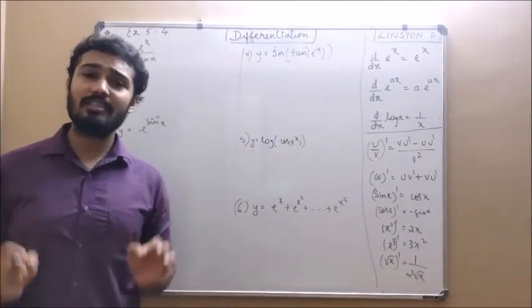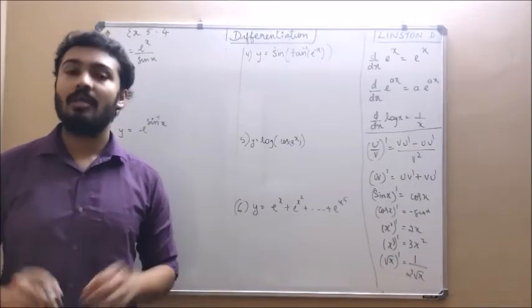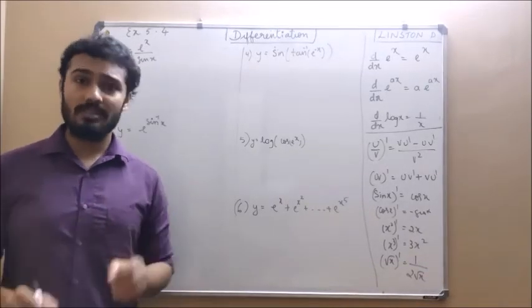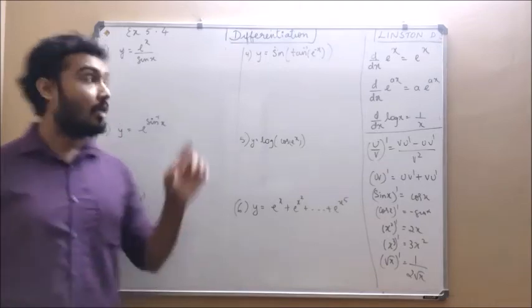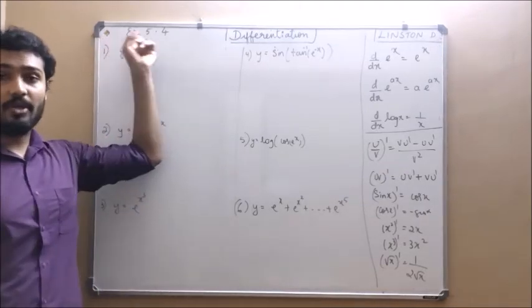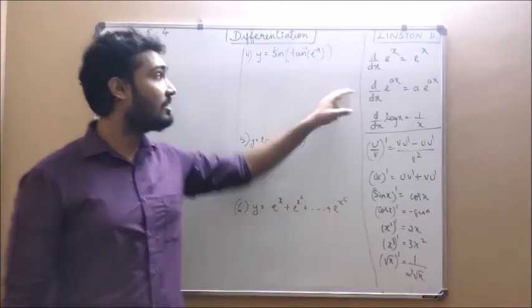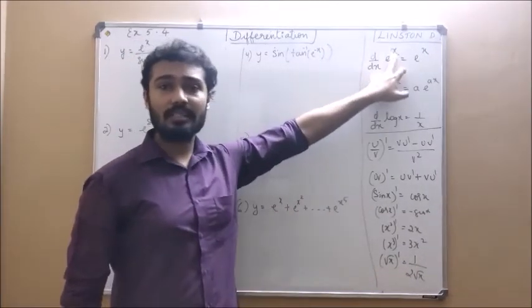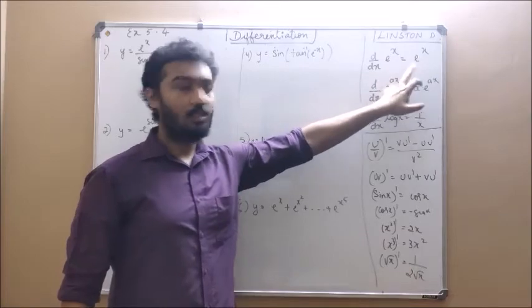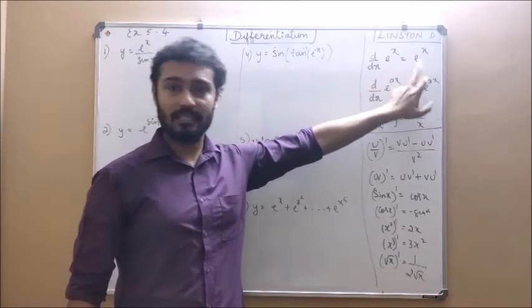Till now you have learnt what is an exponential function. Now we will do some sums regarding exponential function. We have exercise 5.4. We have these sums. First we learn the formulas. D by dx of e power x is nothing but e power x. So differentiate e power x, you get e power x, same.